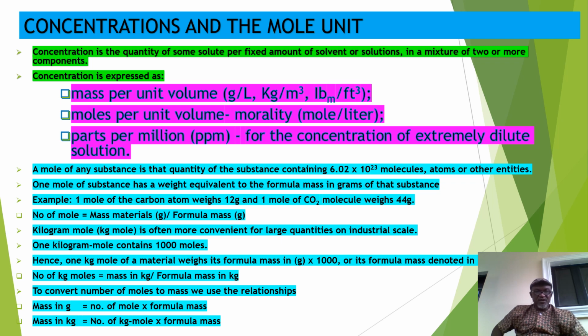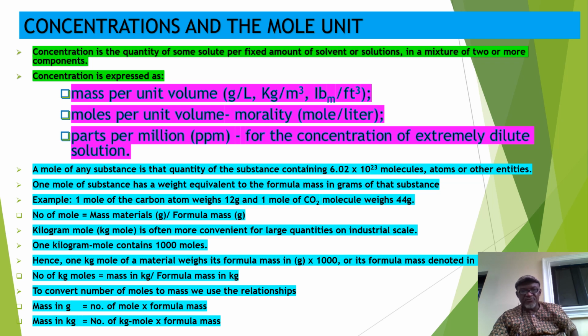For example, 1 mole of carbon atoms weighs 12 grams, and 1 mole of CO2 molecules weighs 44 grams. That means you have added 12 grams for carbon and 32 grams for oxygen. Oxygen, 2 atoms there. 16 times 2 gives us 32, and 32 plus 12 will give us 44 grams. Number of moles is equal to mass divided by formula mass.